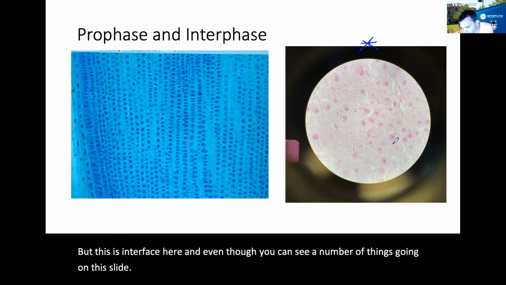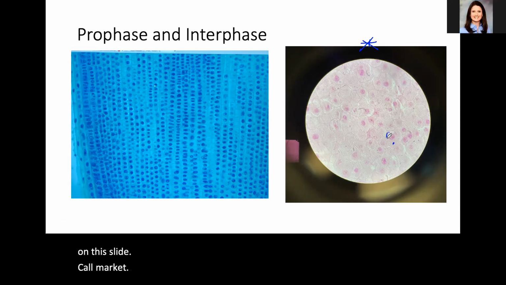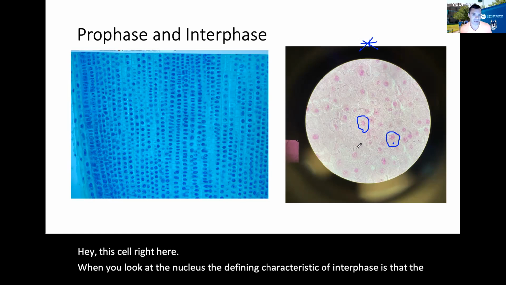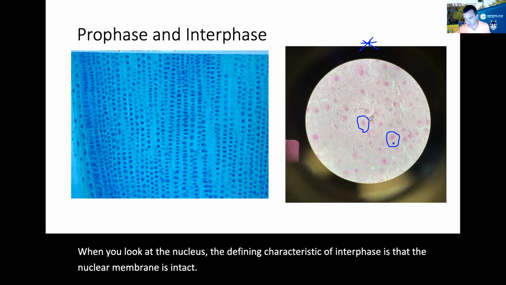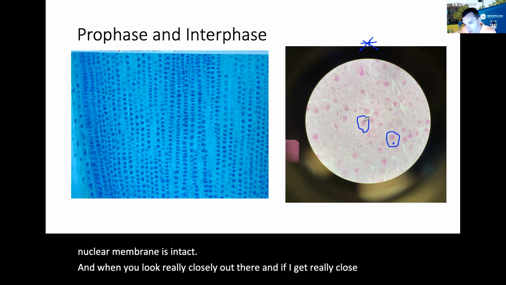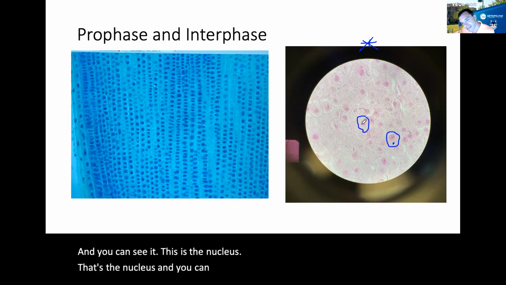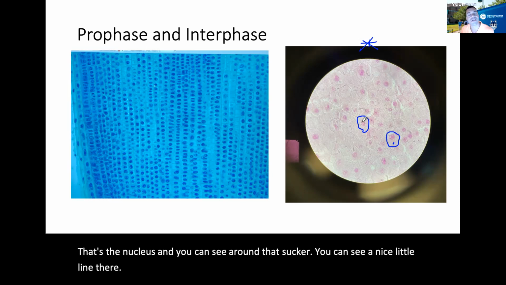Even though you can see a number of things going on in this slide, I'll mark it. This cell right here. When you look at the nucleus, the defining characteristic of interphase is that the nuclear membrane is intact. If I get really close to my screen, you can see this is the nucleus, and around it you can see a nice little line. That tells you that you're looking at interphase.